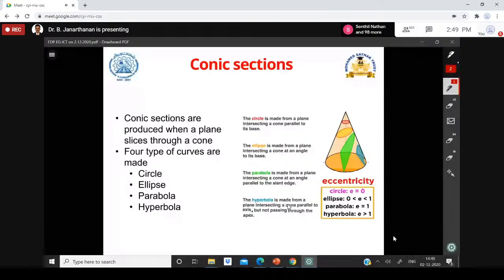When a right circular cone is sliced by a plane at different angles, then we will get these curves. We get a circle when the cutting plane is parallel to the base. When you cut parallel to the base, and if you remove the top portion and see the remaining part, the curve obtained is called a circle. When you cut this right circular cone with a plane which is inclined at an angle to the base and also to the axis, then you will get an ellipse. You can see the ellipse.